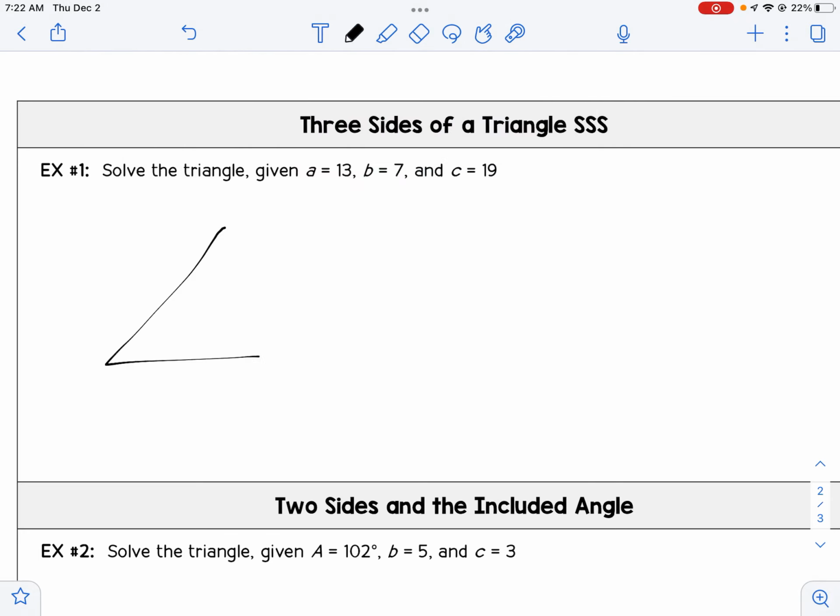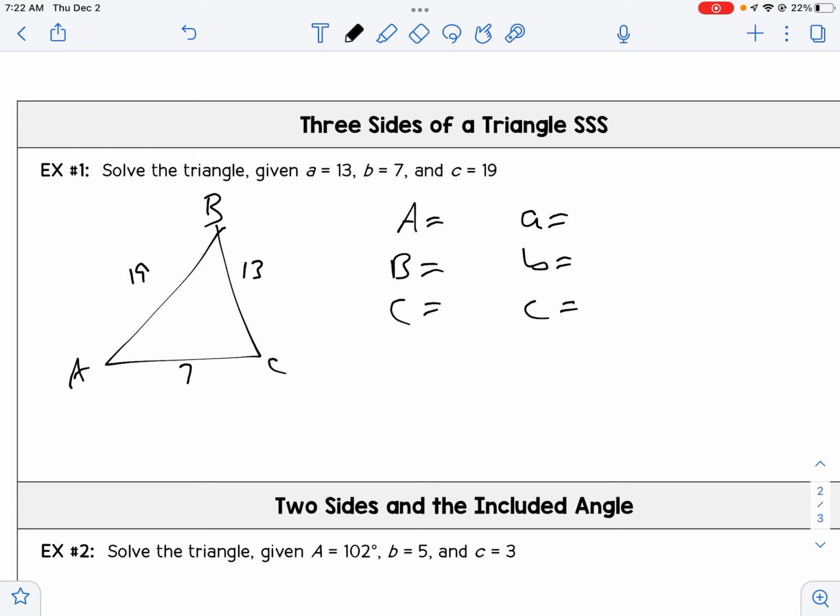So if I draw a triangle ABC here, I have side A is 13, side B is 7, side C is 19. I do not have an angle-side pair here. Therefore, I must use law of cosines. Now, it doesn't really matter which angle I find first. I'm going to make my list, that way I don't leave anything out. I'm going to fill in what my givens are. So side A is 13, side B is 7, side C is 19.